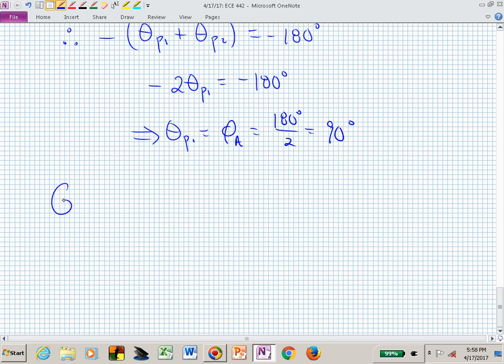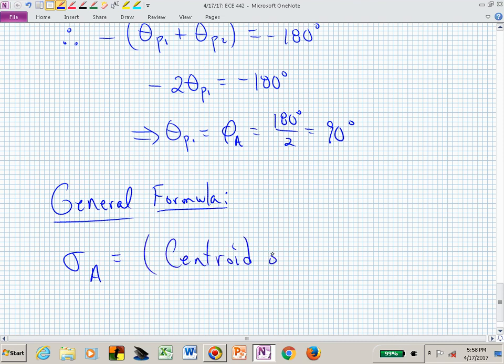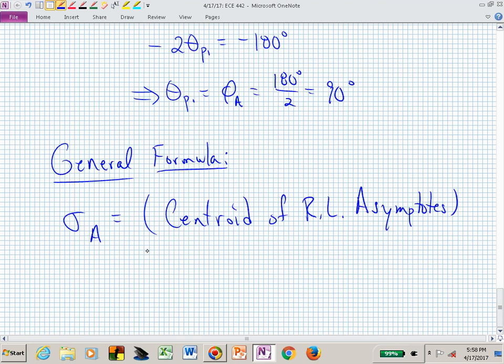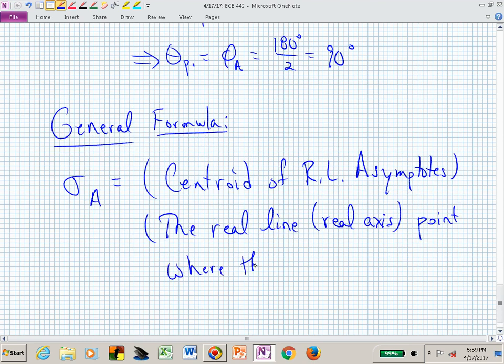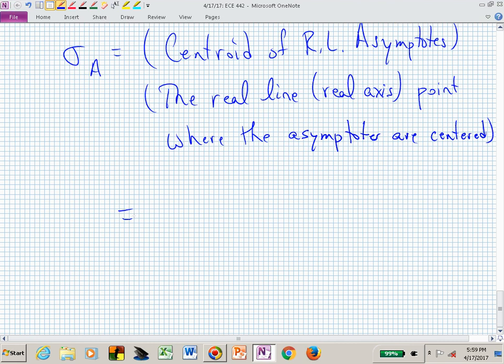And the general formula for the centroid, or where those asymptotes are centered on the real line, so let me just say that this is the real line or real axis point where the asymptotes are centered, is given now. We have to account for all of those finite poles and zeros.